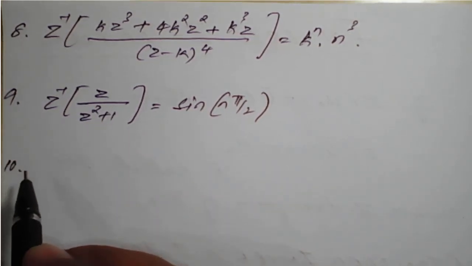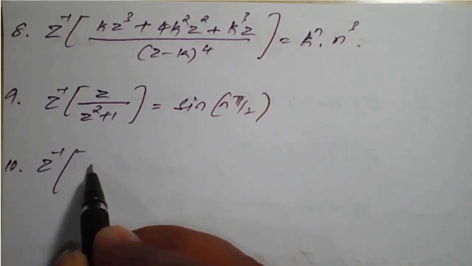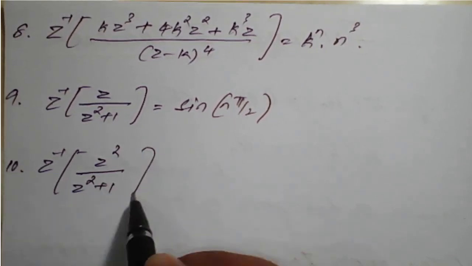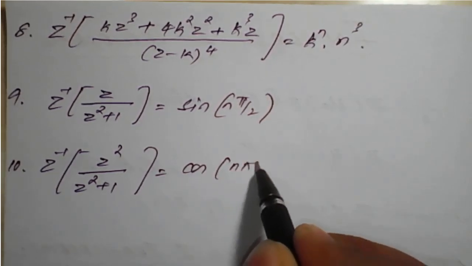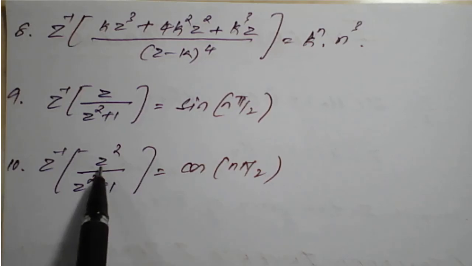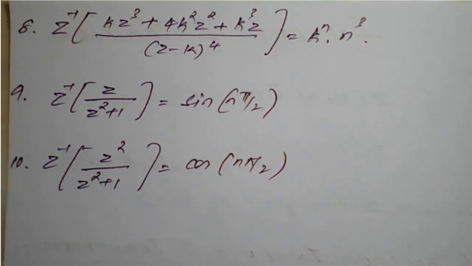Next result, inverse Z transform of Z square divided by Z square plus 1 will be cos of n pi by 2. If only Z comes, it is sine. If Z square comes in the numerator, it will become cos. So these are some standard inverse Z transforms. With the help of these, we can simplify many examples here.